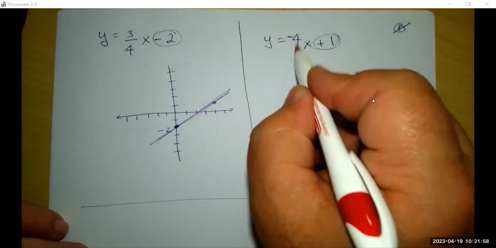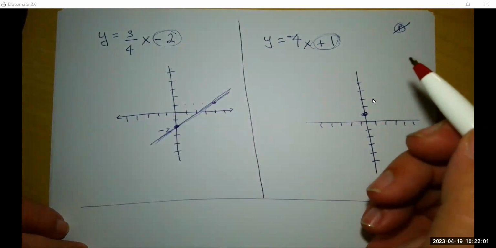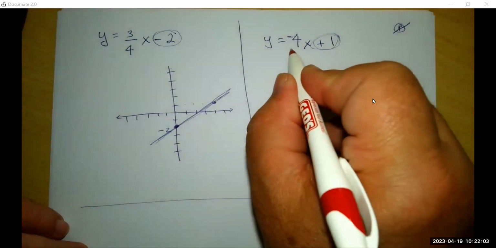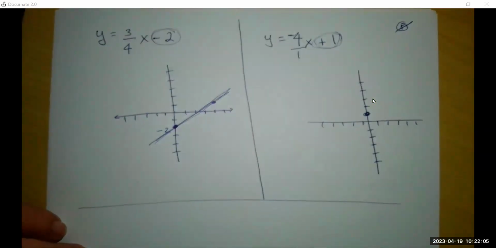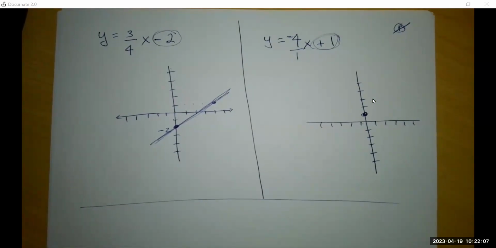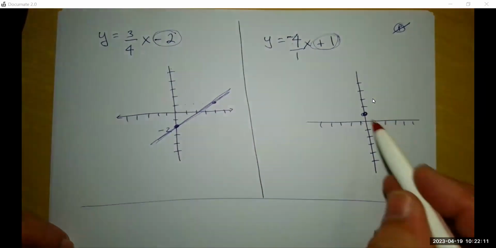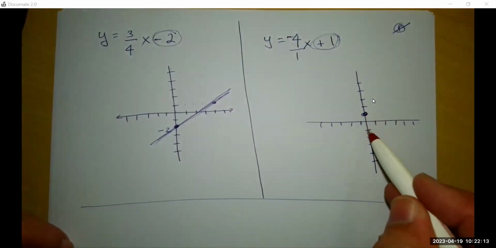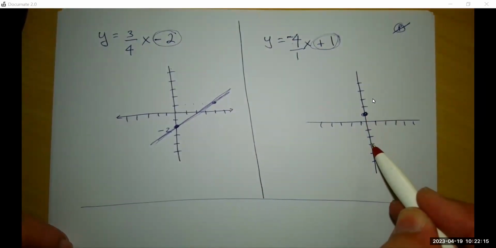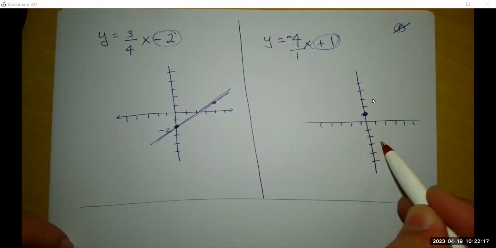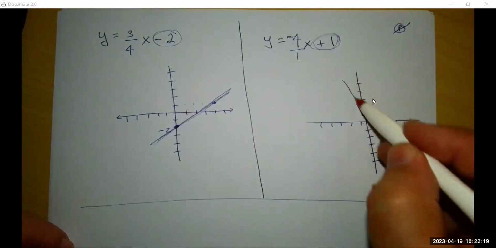So is this a fraction? Can we make it a fraction? How? Over 1. Exactly. Because every number is a fraction. So we go down 4 spaces from this dot. 1, 2, 3, 4. And over 1. And there's our graph.